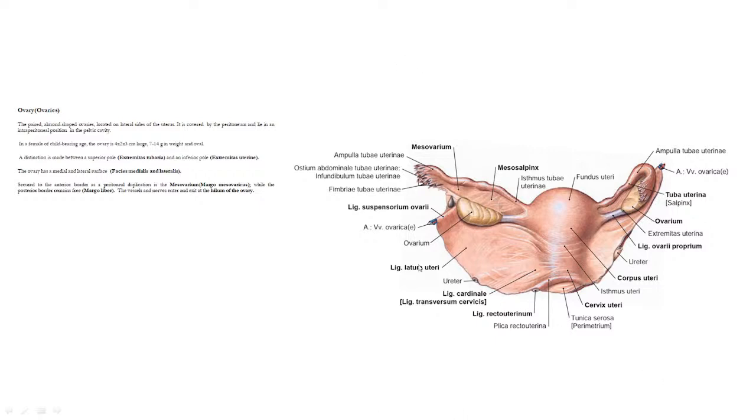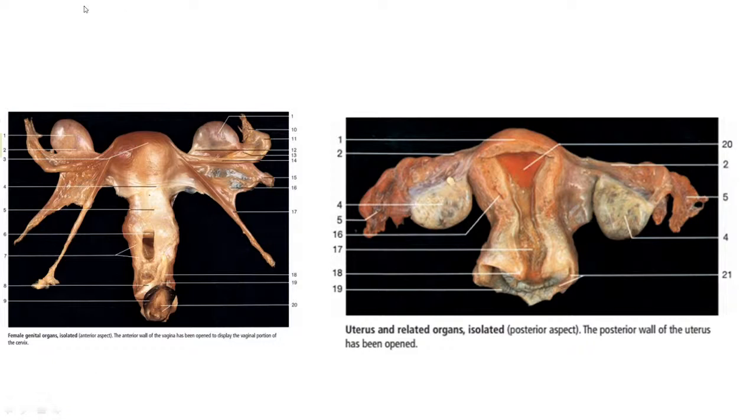This is the ovarium, the ovary. Here you see extremitas uterina and extremitas tubaria. This is the margo libera, and this is the mesovarium.